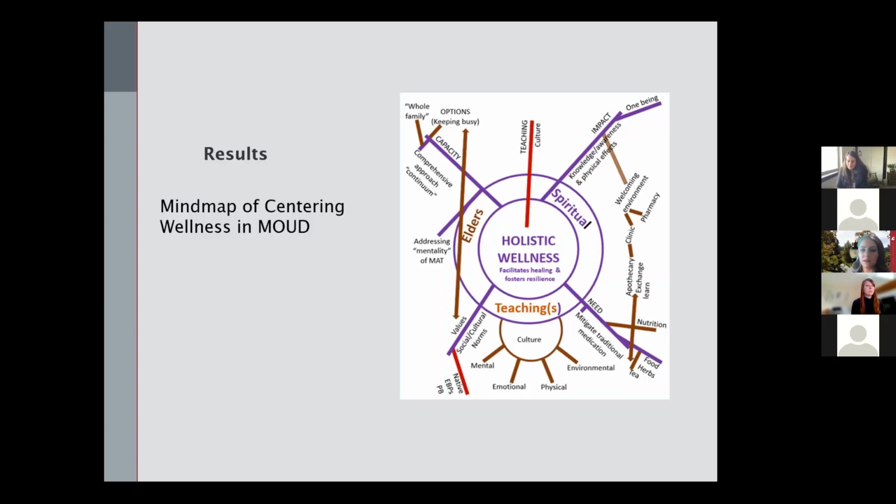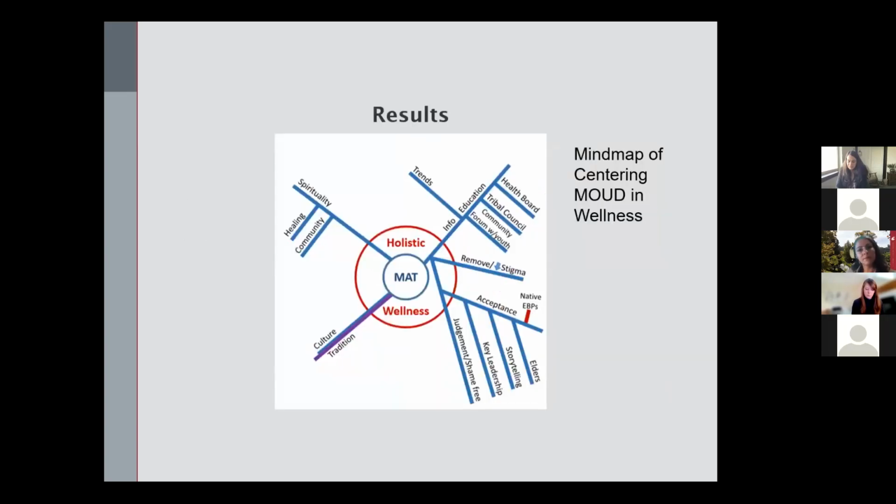whereas the other map, it was more around education and removing stigma. And so although both maps included elders and some spirituality, I think wellness was much more at the forefront when it was centered. And so we have about 28 themes and sub-themes here versus 17. But removing stigma seemed to be very important when thinking about MOUD specifically.